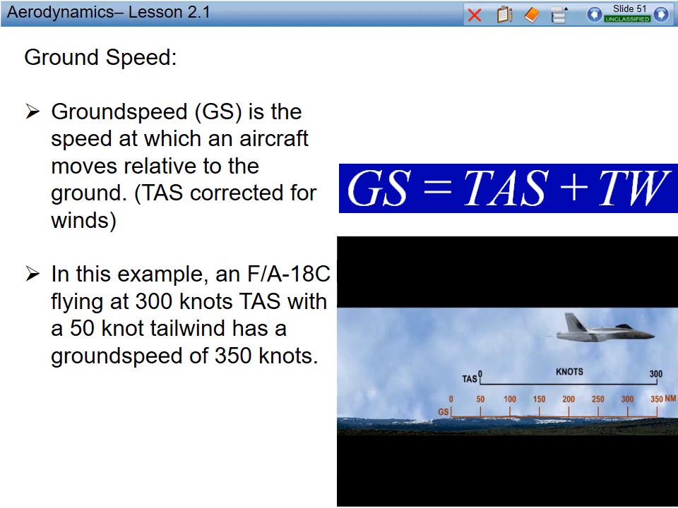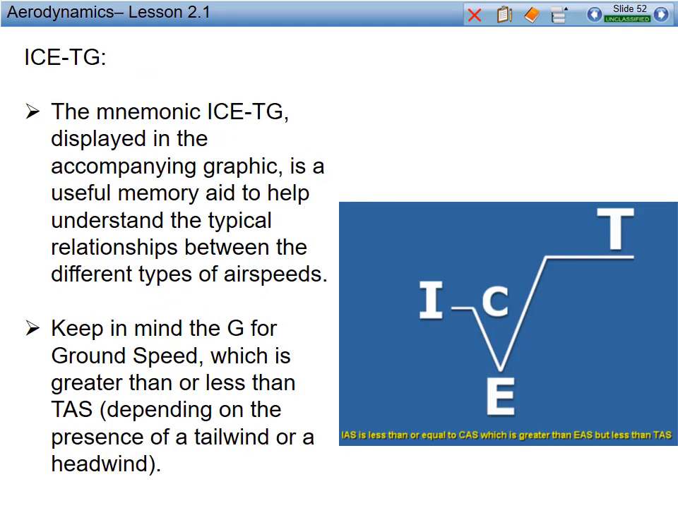Another example is an F-18 Charlie flying at 300 knots true airspeed with a 50 knot tailwind. It would have a ground speed of 350 knots. ICE-TG is a helpful mnemonic for remembering the flow of airspeeds.